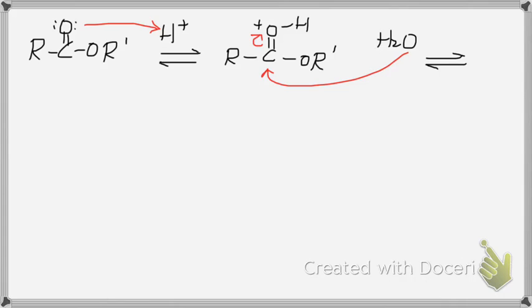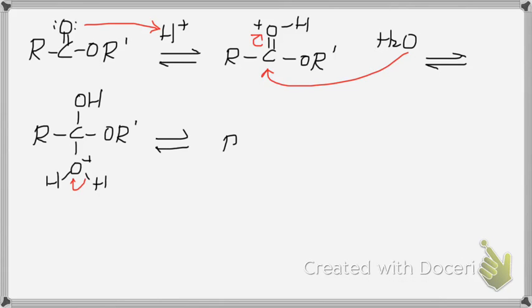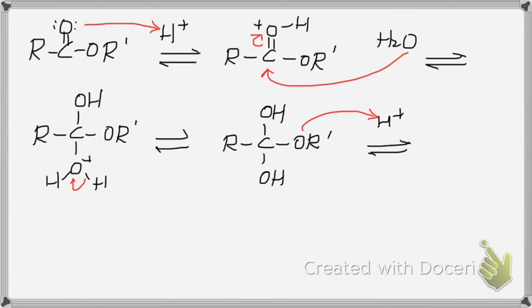The second step is the nucleophilic addition. Water is the nucleophile to attack the carbonyl carbon, breaking the C=O double bond. And the product is a tetrahedral intermediate. A quick deprotonation on the oxygen at the bottom gives the neutral tetrahedral intermediate. Then there will be another protonation step on the OR group.